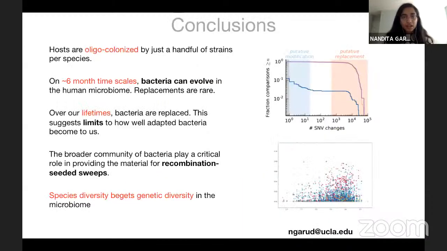So I wanted to just conclude and say that hosts are oligocolonized by a handful of strains per species. On 6-month timescales, bacteria can evolve in the human microbiome. Replacements are rare. Over our lifetimes, bacteria are replaced. This suggests limits as to how well adapted bacteria become to us. The broader community of bacteria play a critical role in providing the material for recombination-seeded sweeps. Species diversity begets genetic diversity in the microbiome.